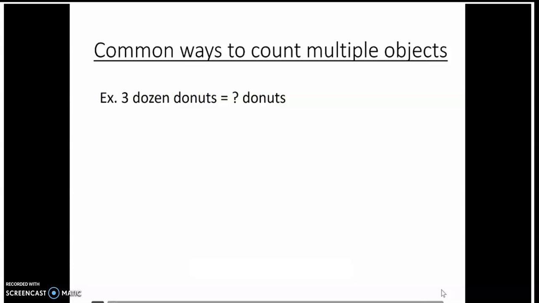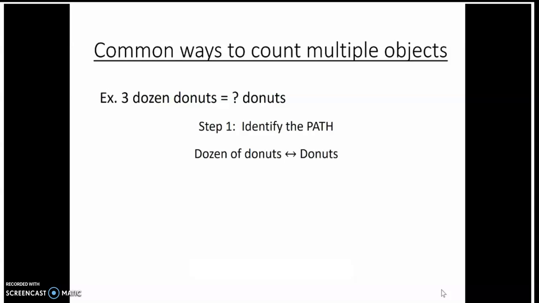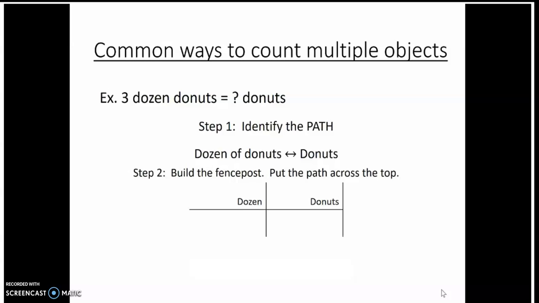Well, we can tackle this problem by going back to our friend, the fence post, because this is a conversion type of problem. So just a reminder of our steps to completing a conversion problem. First, I want to identify the path. In this case, I'm converting dozens of donuts into individual donuts. Our second step is to build the fence post by putting that path across the top. Then, we drag our units diagonally, so dozens moves to the bottom.